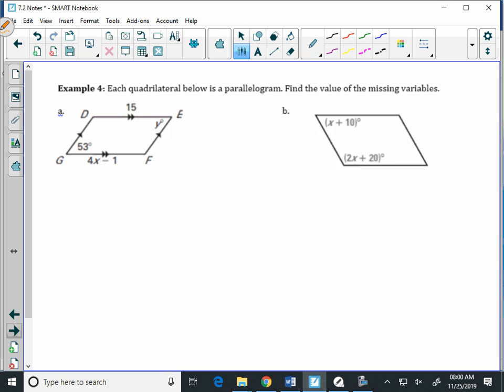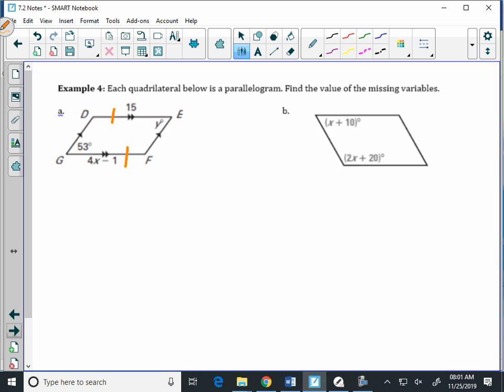It's a side. What do we know about sides in parallelograms? The parallel? Is that going to help us find X? No. Parallel has to do with slope or angles. What else do we know about the sides? Yeah, they're equal to each other. So GF is equal to what other side? 15, DE. Well, what can we do if we know that they're equal? Set them equal to each other.